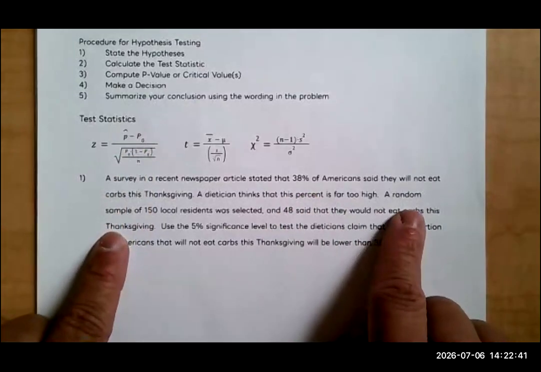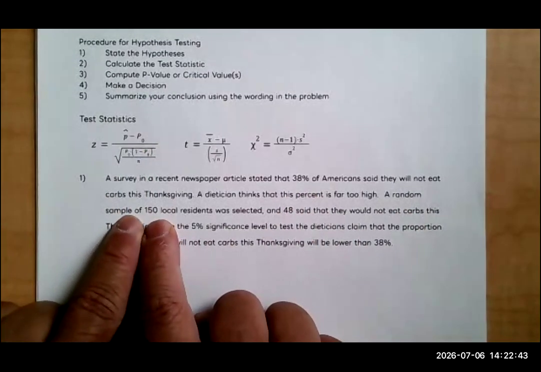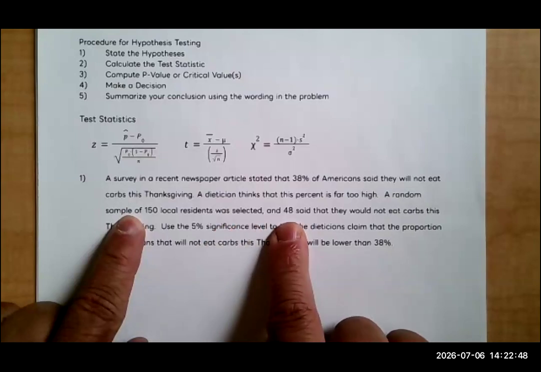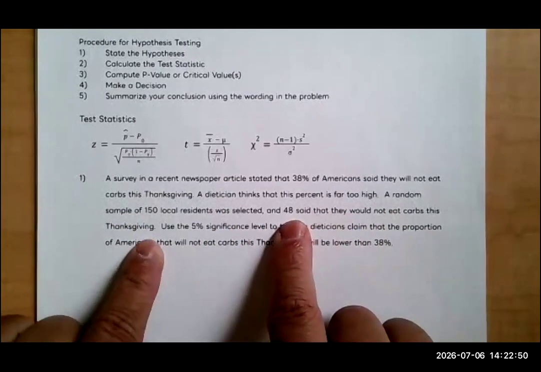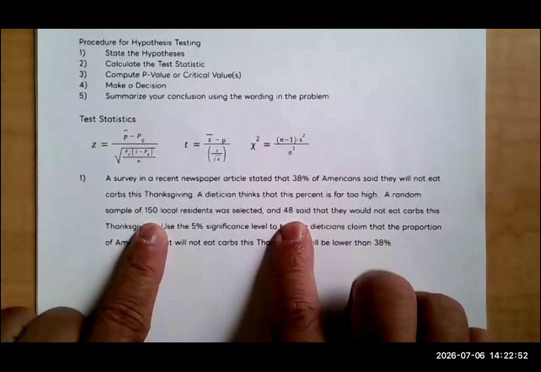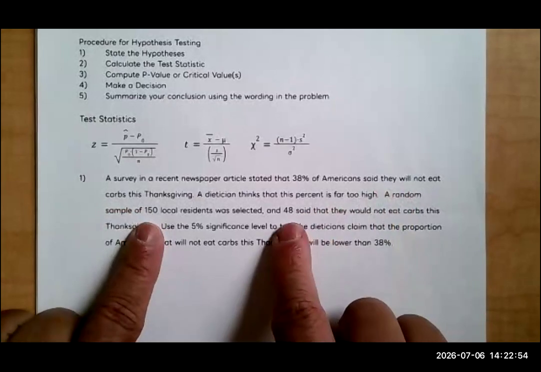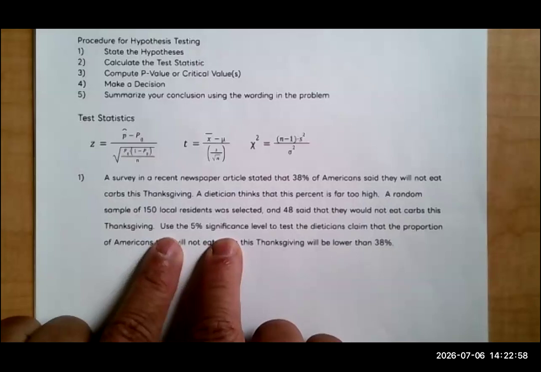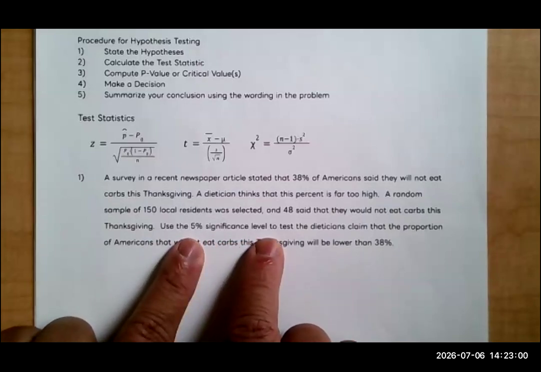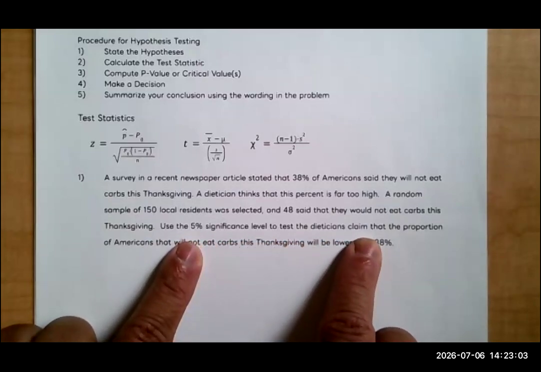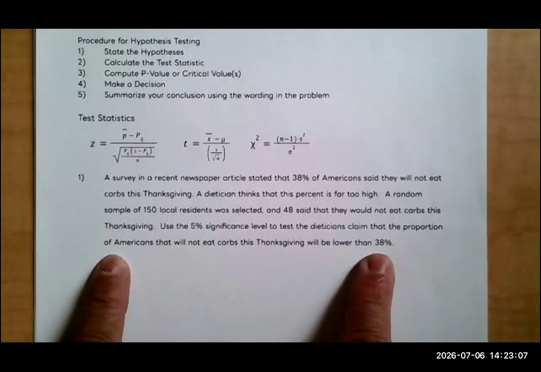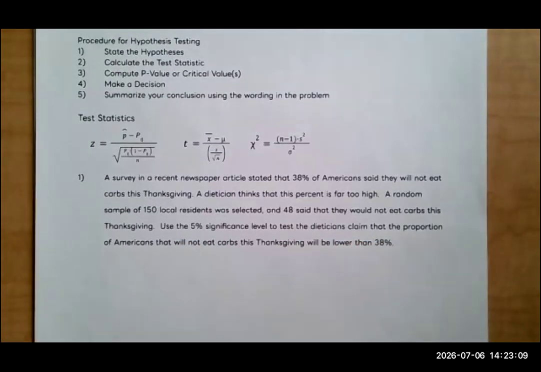And so in this case, a random sample of 150, so there's our N, a random sample of 150 residents was selected. 48 said that they're not going to eat carbs, so 48 people out of the 150 have that characteristic that they're not going to eat carbs. Using 5% significance as our alpha, let's test the dietitian's claim that the proportion of Americans that will not eat carbs will be lower than that 38%.